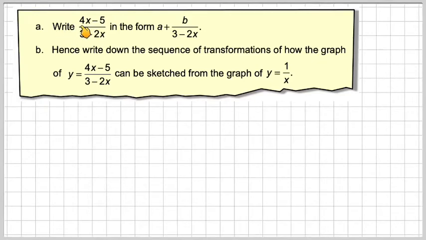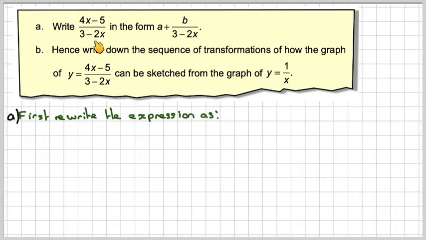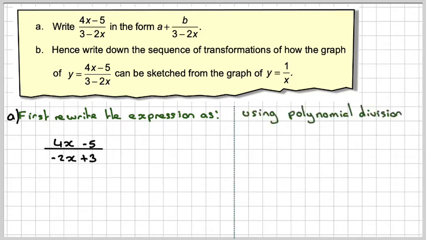Right, write (4x - 5)/(3 - 2x) in the form a + b/(3 - 2x). Let's do that first. Because we've got 3 minus 2x in the denominator, we want to write it as minus 2x plus 3. And then doing the polynomial division, we should do minus 2x plus 3 into 4x minus 5.